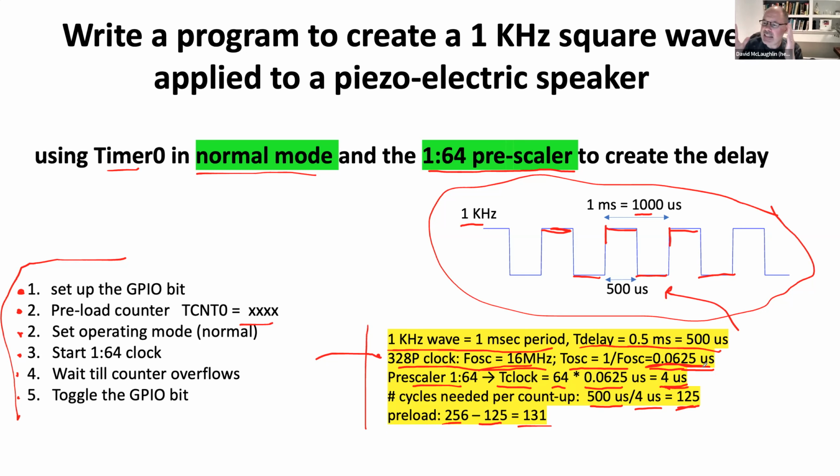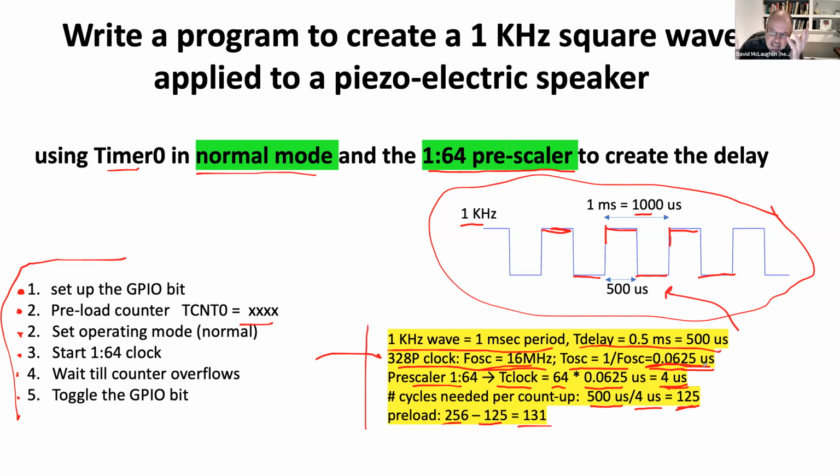So the biggest delay I can get out of this 8-bit counter is 16 microseconds, and that's if I let it count all the way from 0 to the top. But I want a 500 microsecond delay, so I have to slow down the clock. And that's what the prescaler does. We have a variety of options for the prescaler, so I said, let me try 64.